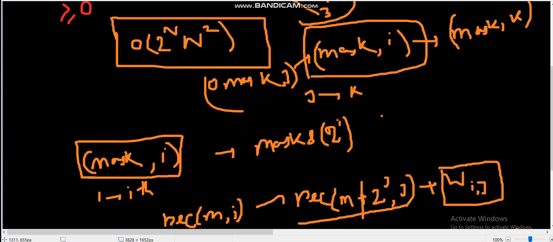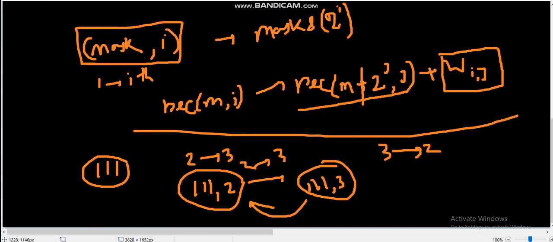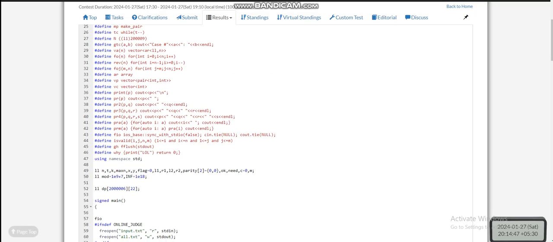So what I am saying is that we can just ignore the m OR 2 to the power j part. We can directly take m plus 2 to the power j. I hope you get it. So if j is not set in the mask, we'll only be taking that node, right? Now let's look at the code here.